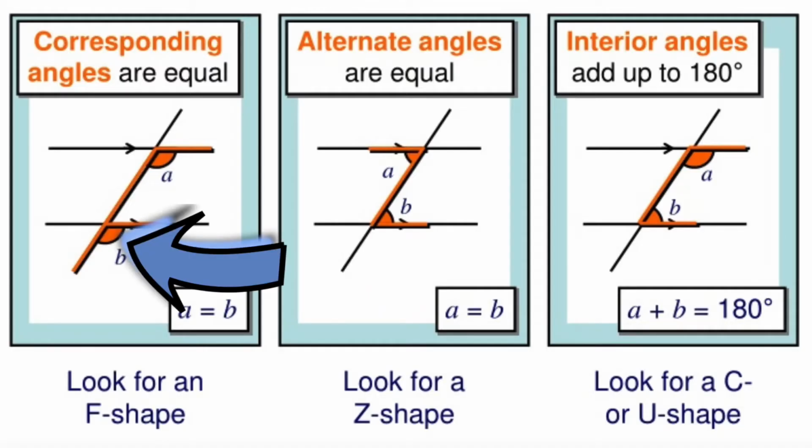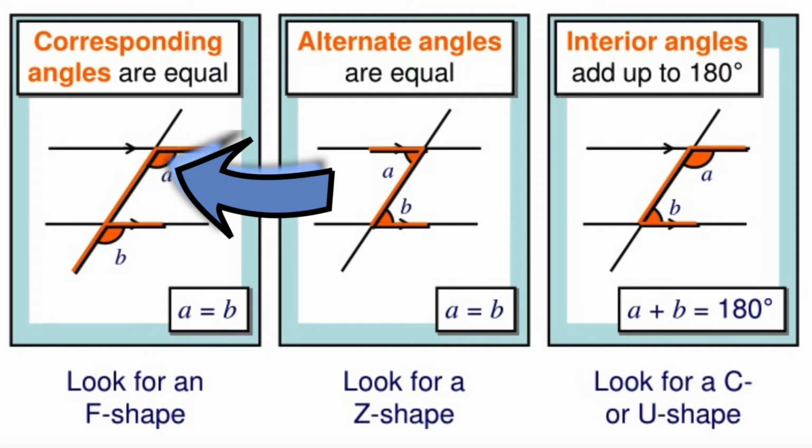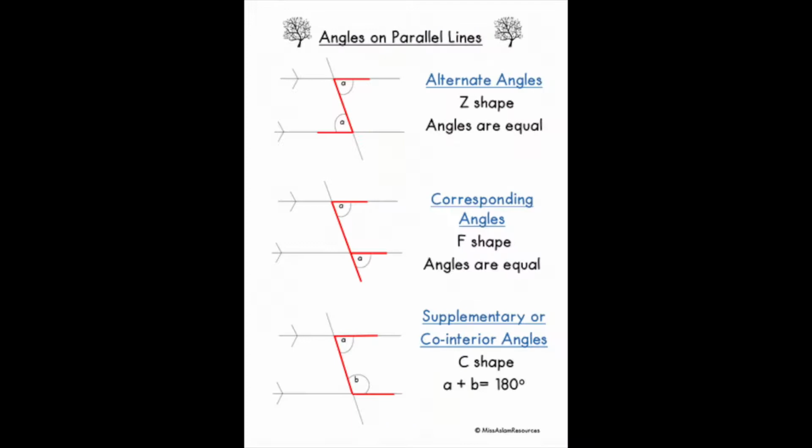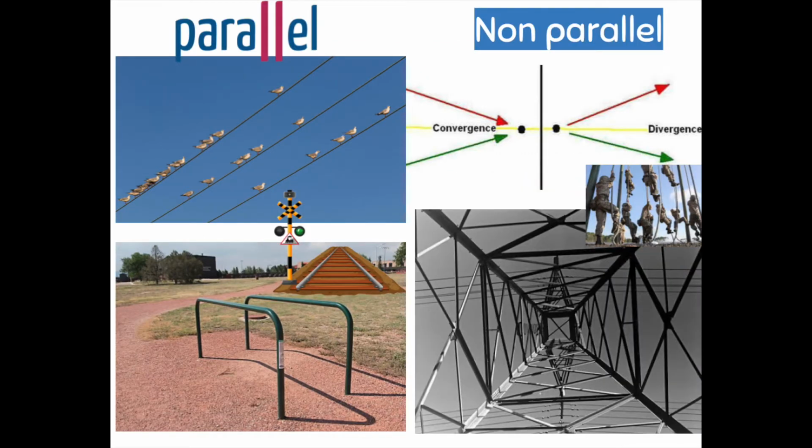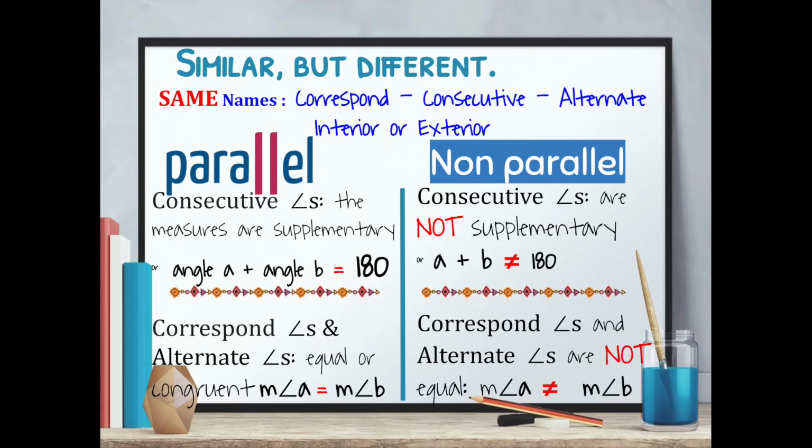Certain pairs of angles are given specific names based upon their location in relation to the lines. These specific names may be used whether the lines involved are parallel or not parallel, but when you have parallel lines, then the measures of the angles are supplementary for consecutive angles. And when you have parallel lines, the measures of the angles are equal, or in geometry we use the word congruent, when you have corresponding angles or alternate interior, alternate exterior angles.